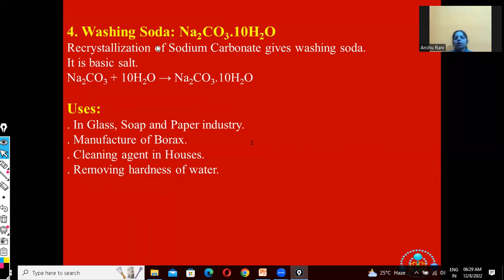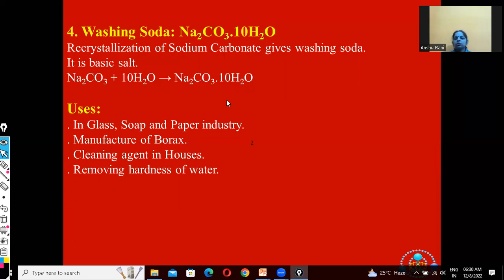Then we have washing soda. Washing soda is sodium carbonate decahydrate. It has 10 water molecules as water of crystallization. Water of crystallization means the number of water molecules that are loosely bound with a compound, which it can liberate when released free. When you keep it in sunlight, these water molecules will evaporate. Sodium carbonate plus water gives you Na2CO3 dot 10H2O, with 10 water molecules as water of crystallization.